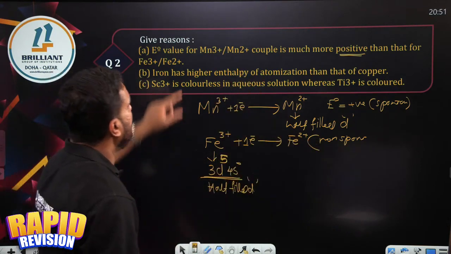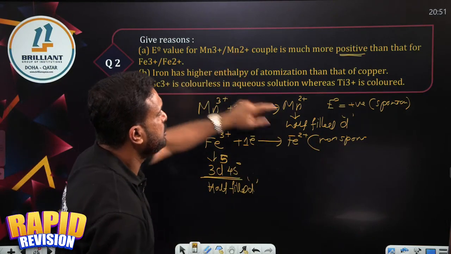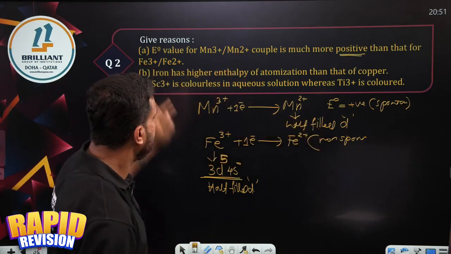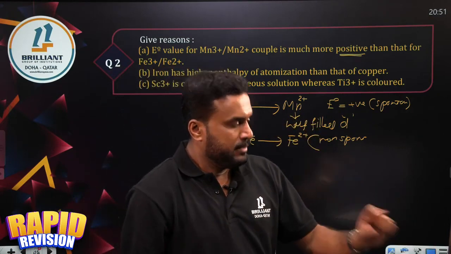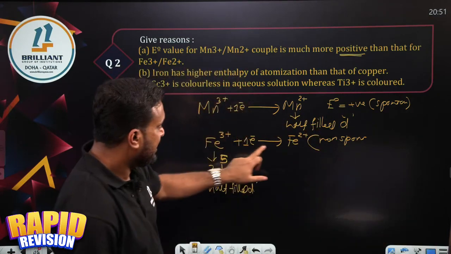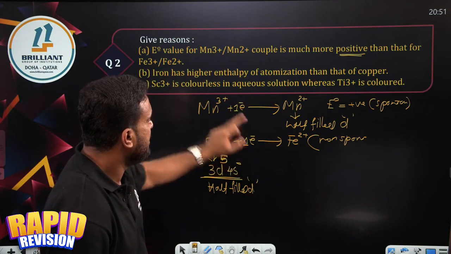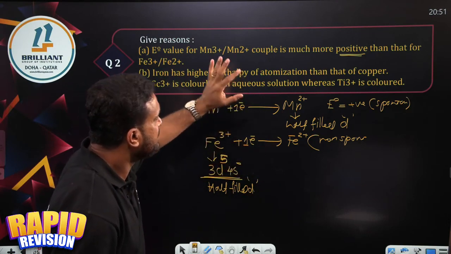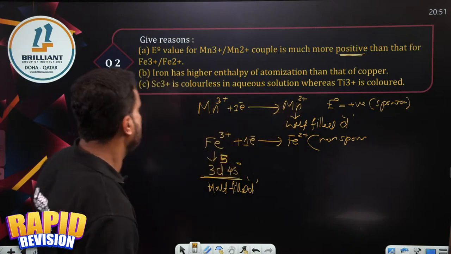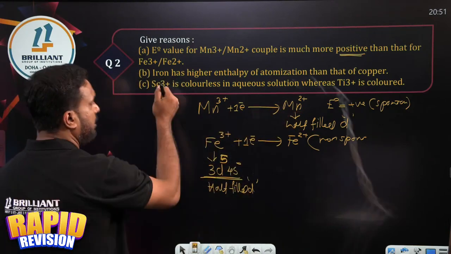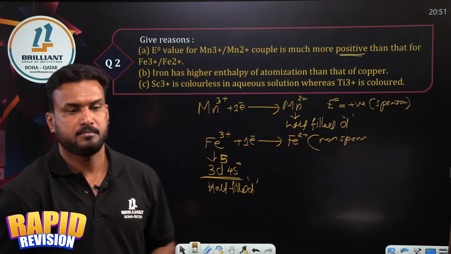So you have to say that Mn2+ is more stable due to the half-filled d orbital, whereas Fe3+ is more stable due to half-filled d. Yes, that is why this reduction will not take place easily, but here the reduction will take place very readily. That is why this is more positive, this is less positive. Hope you understood.